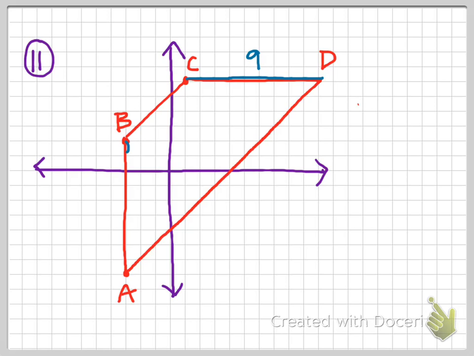BA has a length of 1, 2, 3, 4, 5, 6, 7, 8, 9. So because those two segments are congruent, yes, we've got an isosceles trapezoid.